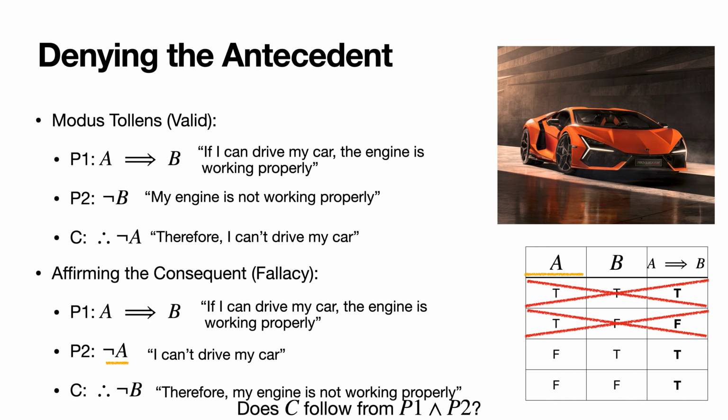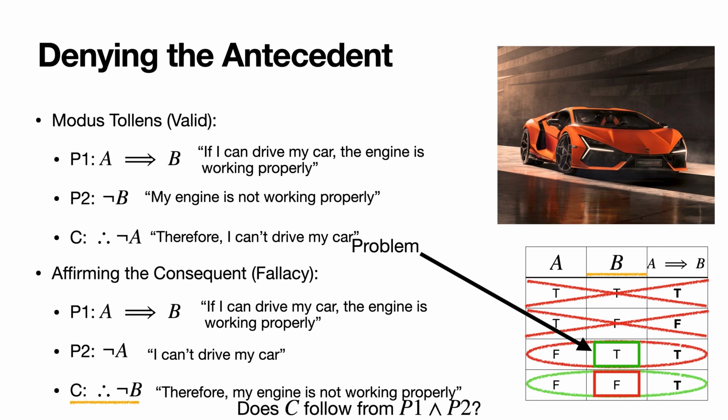And we have 2 rows remaining, and we can ask, does it follow that B is false? And sure enough, it does not follow. And the main problem here is that third row in the truth table. This is a case where there's an option where B is in fact true, where not B is false. So not B does not follow from premise 1 and premise 2. So this is why denying the antecedent is a fallacy.